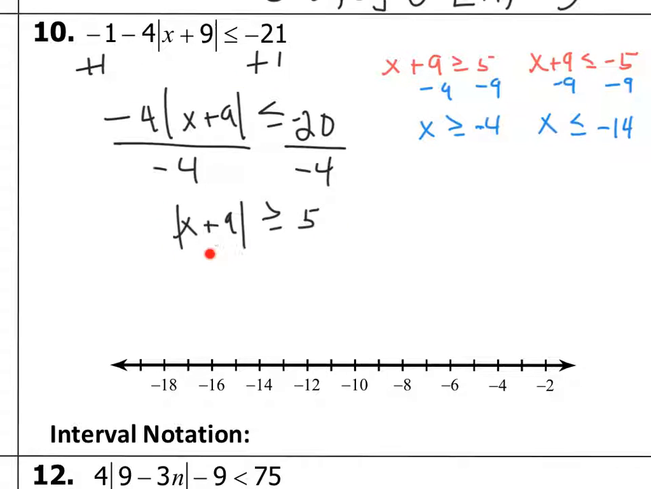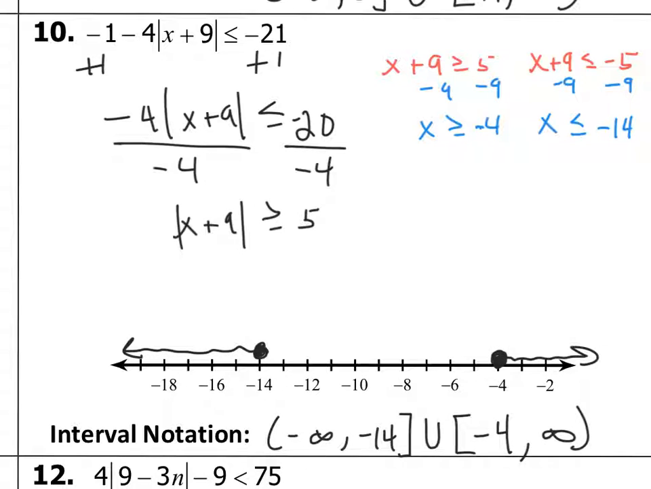Again, we had to isolate first, doing all this work over here to finally get to the absolute value by itself. And then we separated them into the two different equations and solved. Graph it and check back. And there's the graph. And remember that we had a greater than when we started, so whenever we have a greater than, we're going to end up with an or situation.